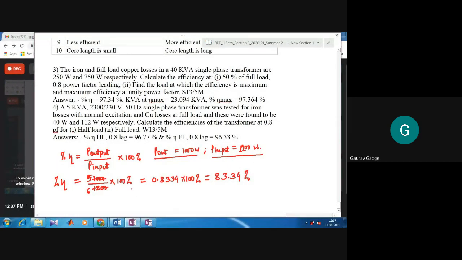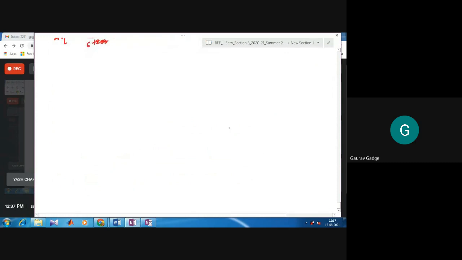Okay. So this is a kind of numerical. There may be this kind of simple numerical in the examination. Okay, then let us say, what are the types of losses?